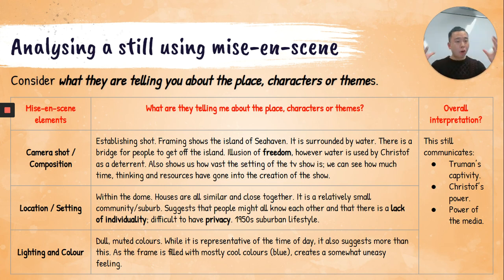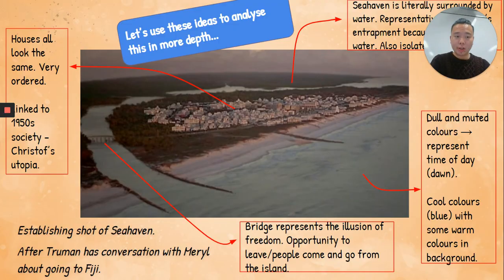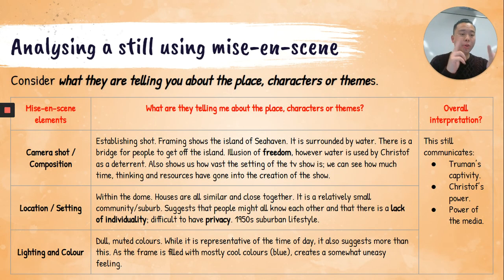So, what's my overall interpretation of this still? Well, this still communicates a couple of things, in my opinion. It communicates Truman's captivity. He's forever trapped in this set that Christoph has built for him. It also communicates Christoph's sheer power. This is a guy that you shouldn't mess with. He has built one of the most advanced film sets in the entire world just to keep his show running and to keep Truman trapped. Just shows you the amount of power that Christoph and his team of producers have.